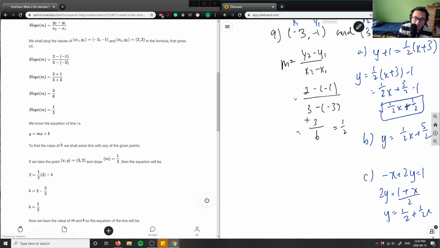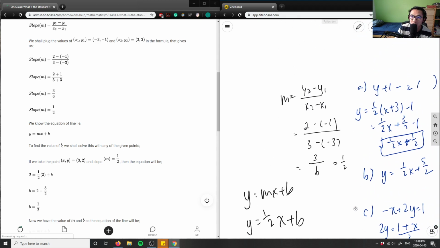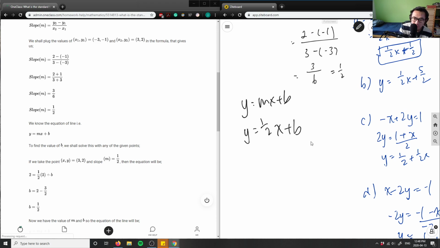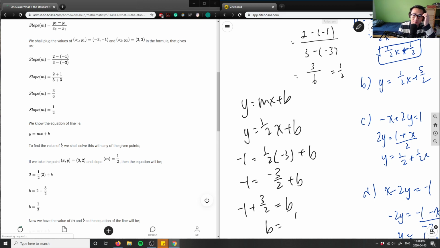So for my 2 points, I have y equals mx plus b, right? And I know y, half I solved for. So I know it's half x plus b here. And what I can do is plug in any of these 2 points, right? So let's take the point negative 3, negative 1 here. So I have negative 1 equals half times negative 3 plus b, and I'm going to isolate for my b. So half times negative 3 is negative 3 over 2, plus b. And I have negative 1. I'm going to add 3 over 2 to both sides to get me b. So b here would equal, this is just simply half, right?